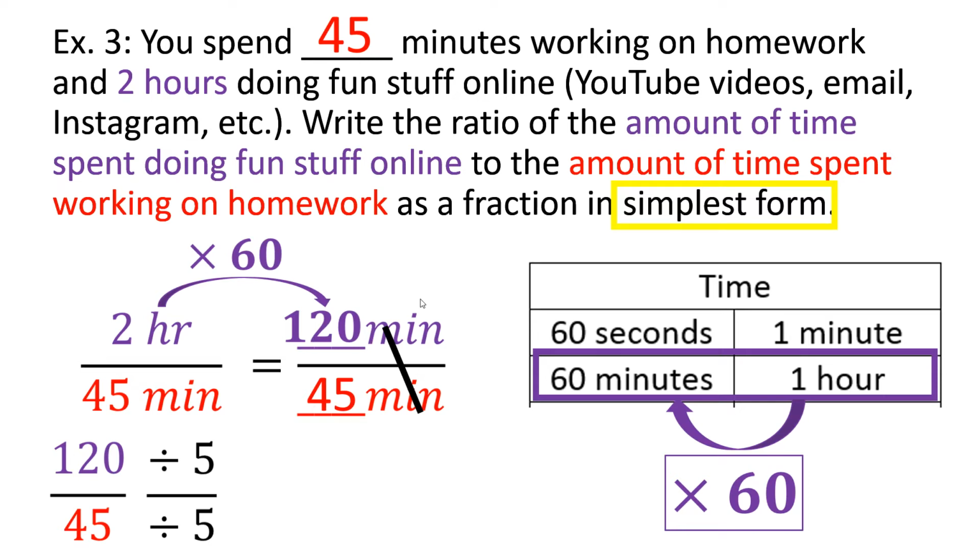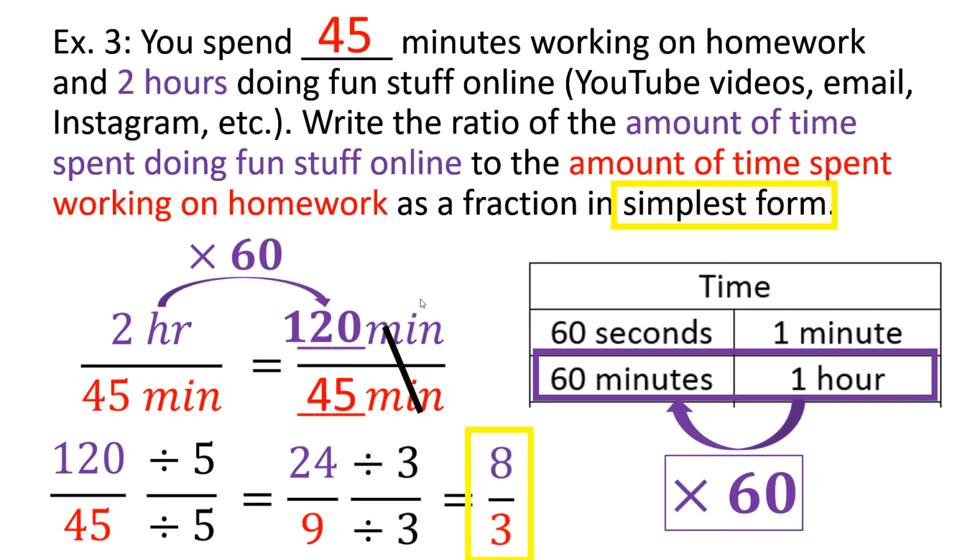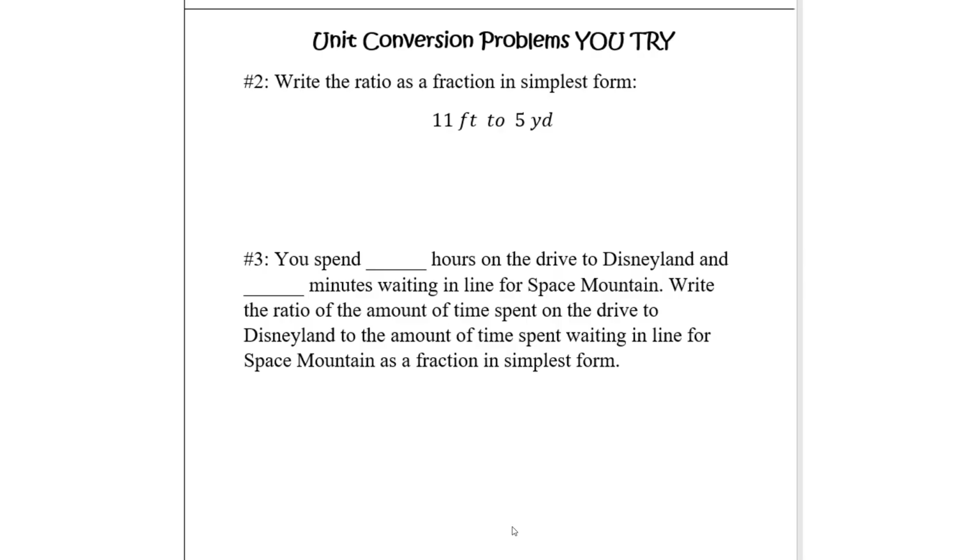And then we can divide by 5 to simplify it. 24 and 9 still have a common factor of 3, so we have to keep going. And our final answer is 8/3. We do not change it to a mixed number. A mixed number is not a ratio. A ratio is a comparison of two things. So right now we know the comparison of fun stuff to working on homework is an 8-3 ratio. If you change it to a mixed number, it just won't make sense.